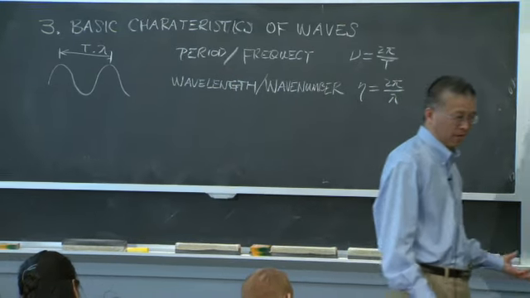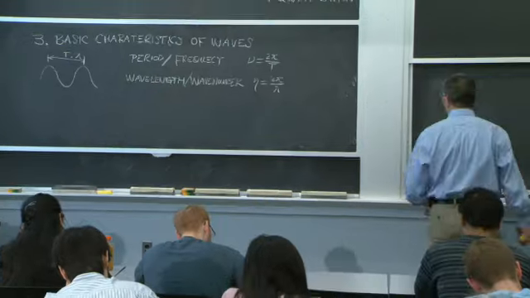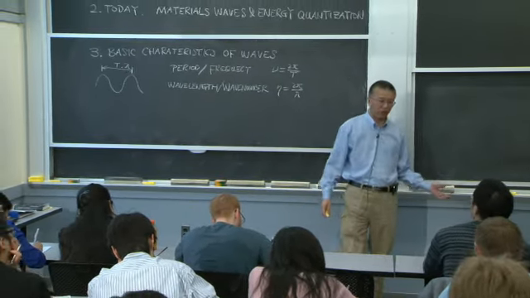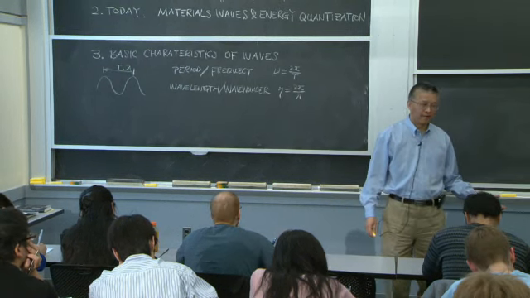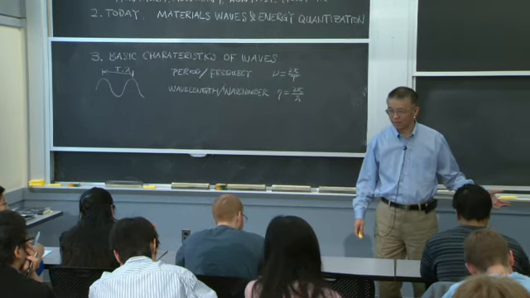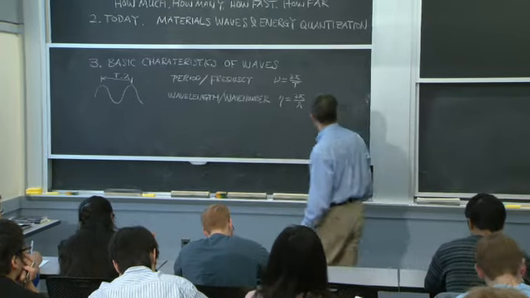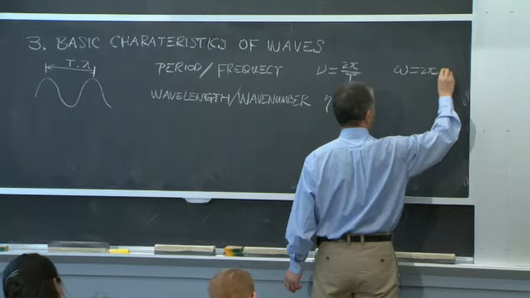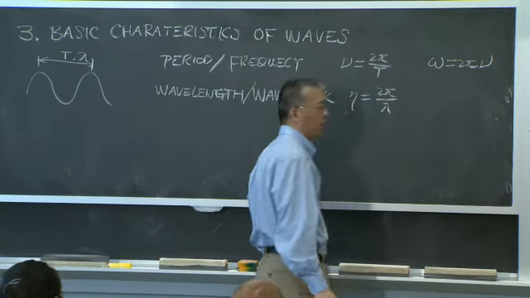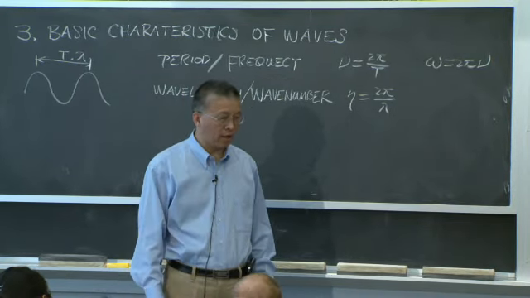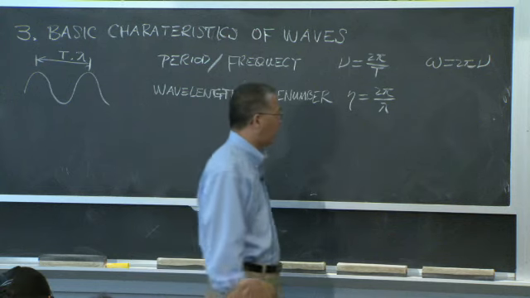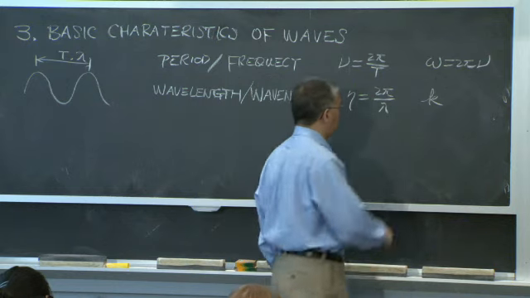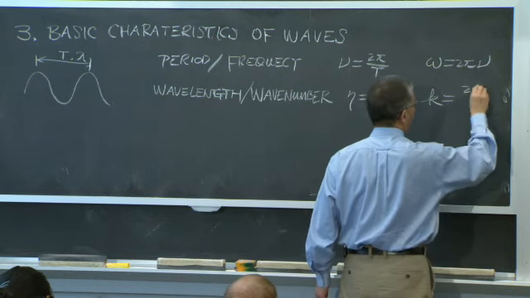It's a Fourier pair, right? And of course, when we talk about frequency, there's another frequency we often use, angular frequency, right? So omega, the angular frequency, is 2 pi nu, and correspondingly, I have a k equals 2 pi over lambda.